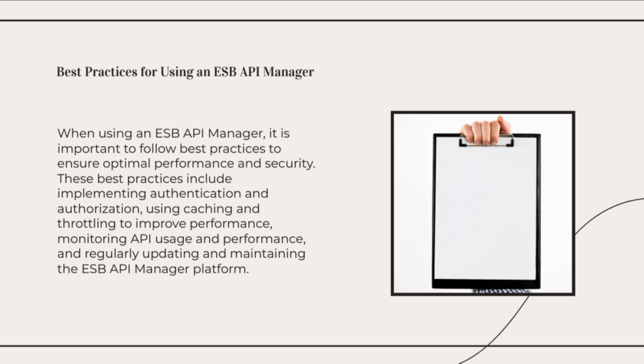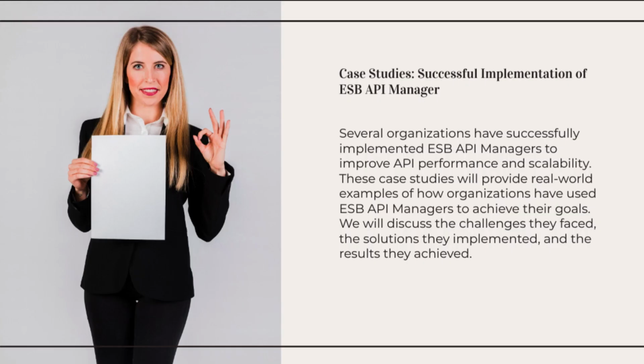9. Content compression. Enable compression of API responses to reduce the payload size transmitted over the network. Compression techniques like gzip can significantly reduce response times and bandwidth consumption, leading to improved performance.